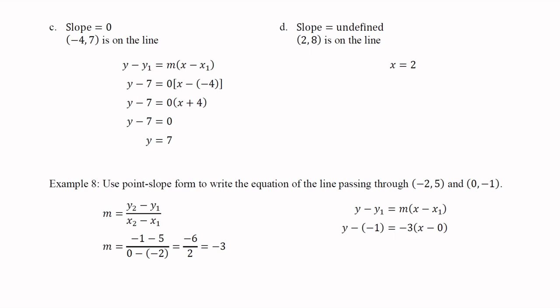On the left-hand side, we get y plus 1. On the right-hand side, we distribute the negative 3. We get negative 3x. The second term is multiplied by 0, so we don't have to write it. And then we subtract 1 from each side.